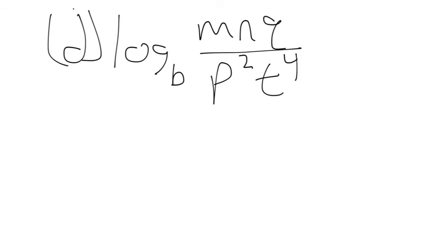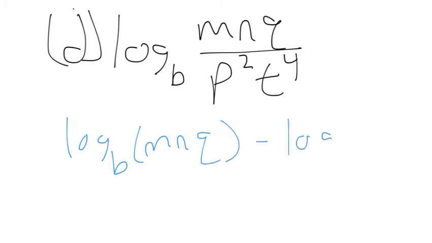Now for part D, you have log base b of this rational expression, m times n times q divided by p squared times t to the 4th. Alright, since we have the fraction, we can start off by splitting them into separate logarithms, and then subtract.